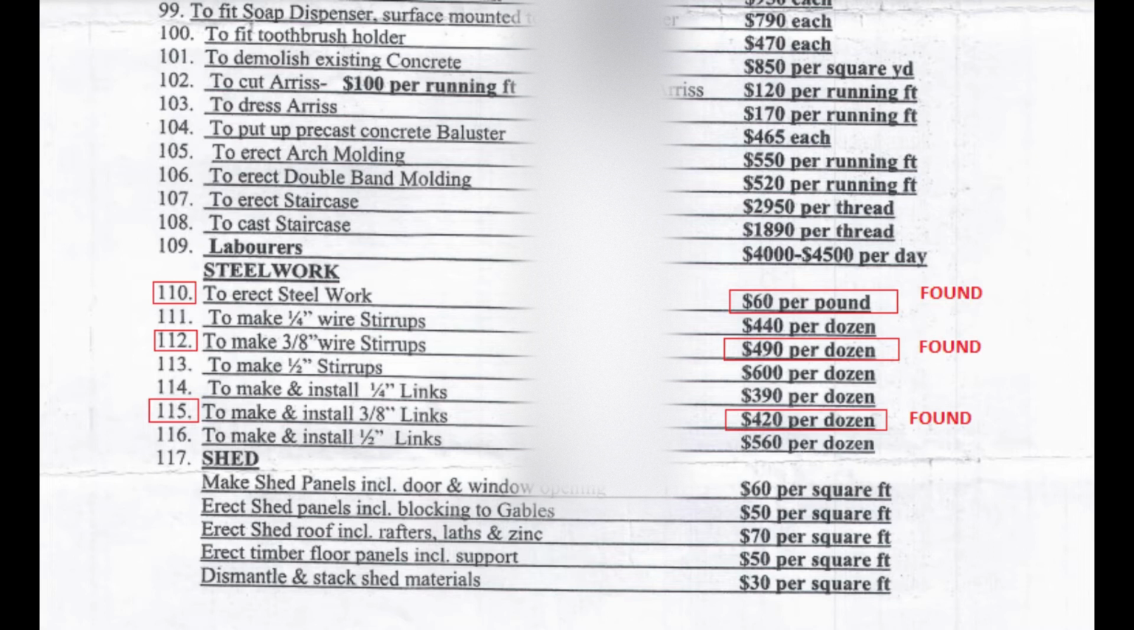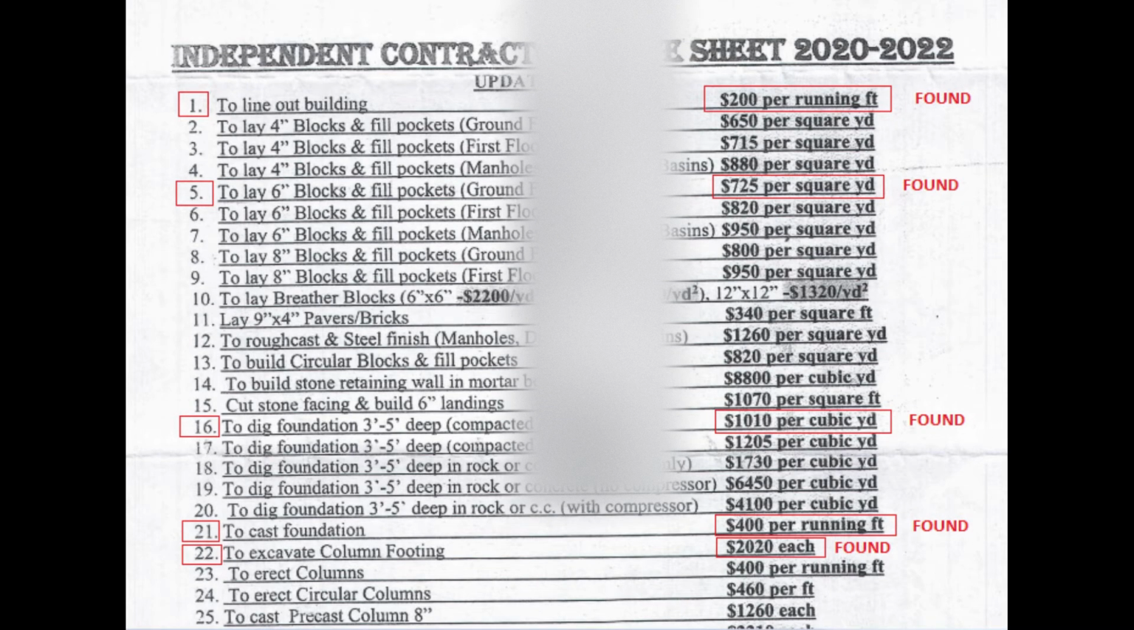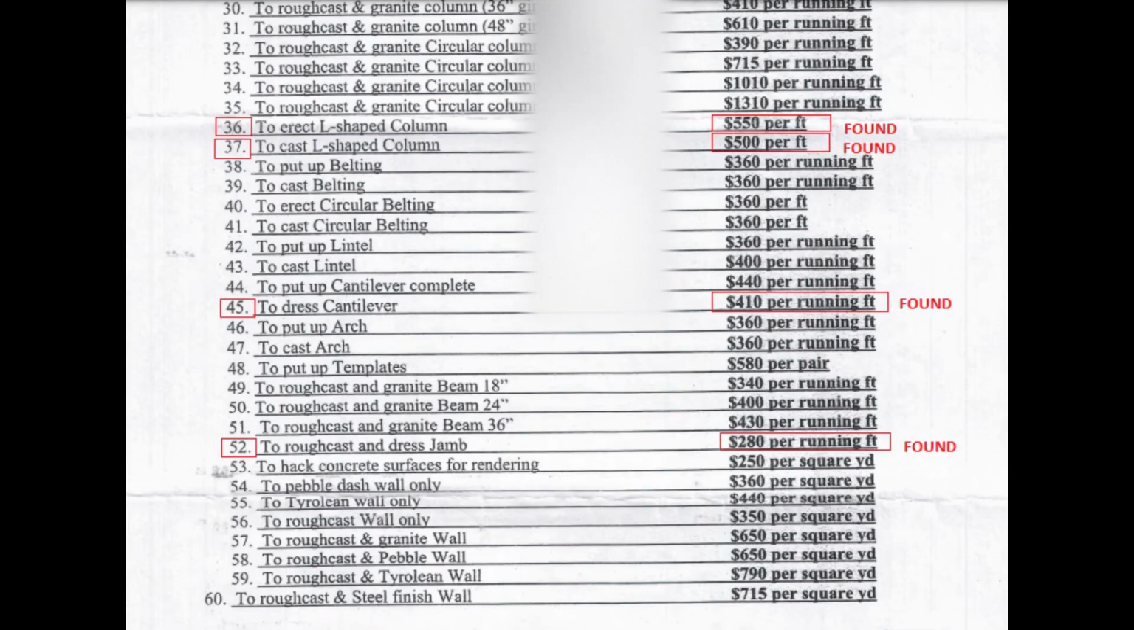This rate sheet specifies links along with stirrups, 2 different prices. But to make it easy, I don't want to split it up. I'm just using the stirrup price. Then we have block work, which is number 5. Form work, which is at number 36. I'm using the L column form cost.